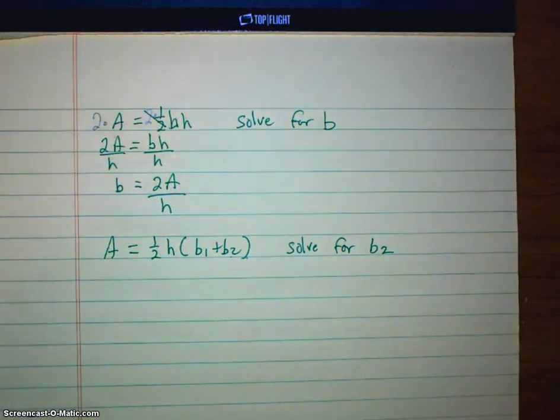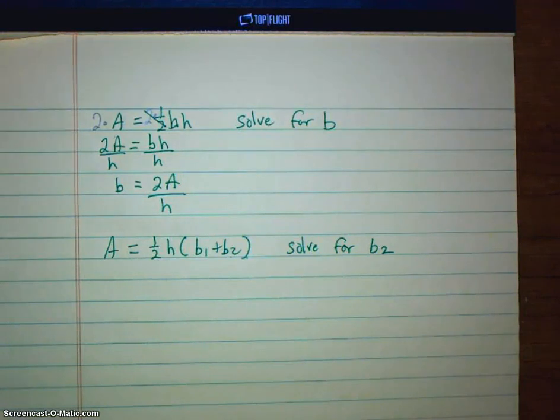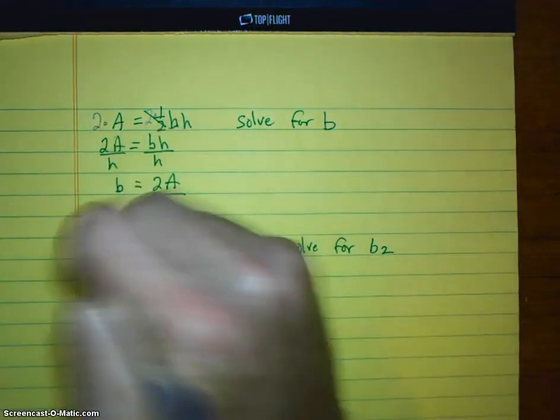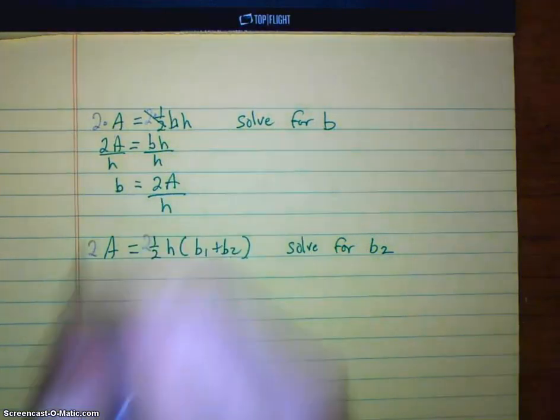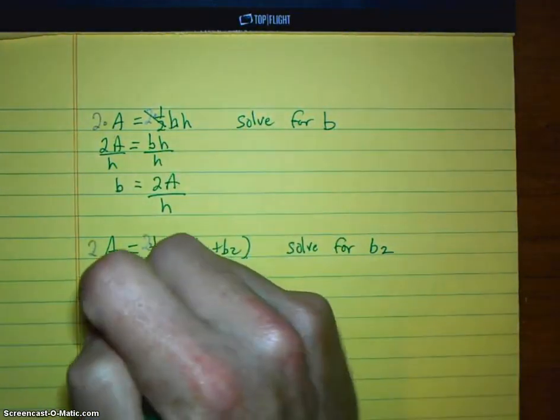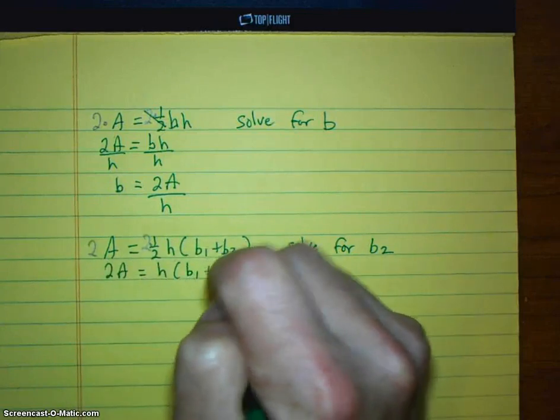And there's a couple different ways you can handle it. And I'll do this problem 2 different ways and show you how, depending on how you do it, you get 2 different looking answers. But first, just like last time, I see that this equation has a fraction. So my first step in either case would be I'm going to get rid of the fraction. So again, I'm going to multiply both sides by 2. I get 2a equals h times b1 plus b2.